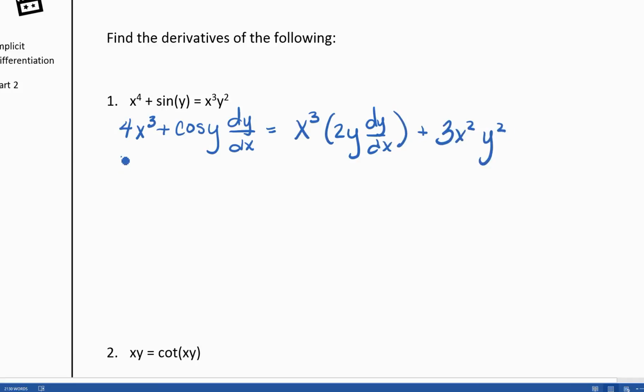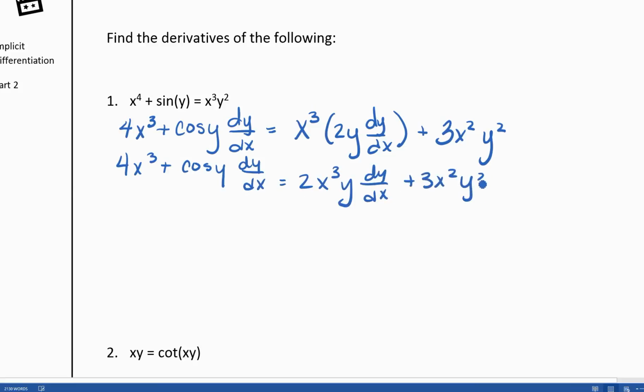Okay, so I'm going to leave the left-hand side alone here. And I'm just rewriting this with the 2's out in front. Now we want to get all the dy/dx stuff on one side and everything else on the other. So I'm going to put the dy/dx terms on the left-hand side. So I'm going to subtract this term over to here, and I'm going to subtract this term over to here.